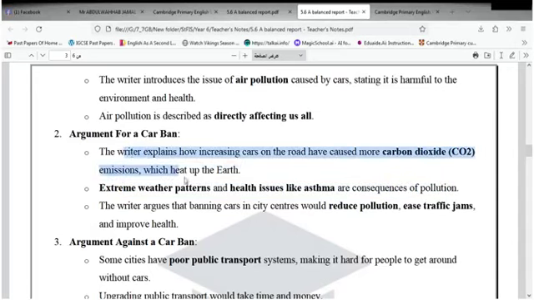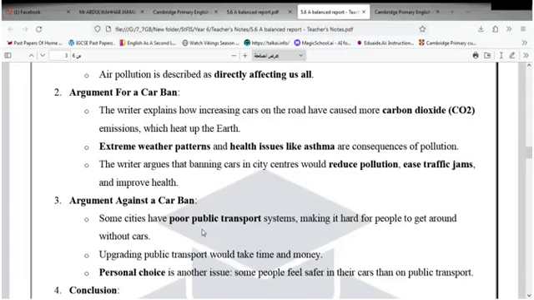So I have two reasons. The writer argues now that banning cars in the city centers would reduce pollution. What's the effect? What will happen if you ban these cars? What's the effect? What's the reason? Reduce pollution, ease the traffic jams, and improve health.